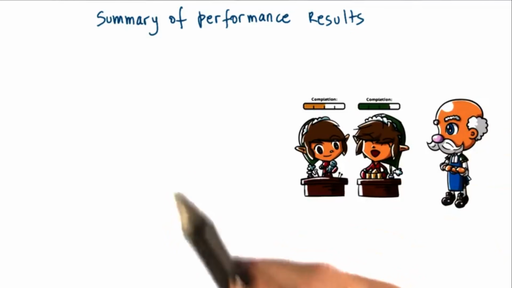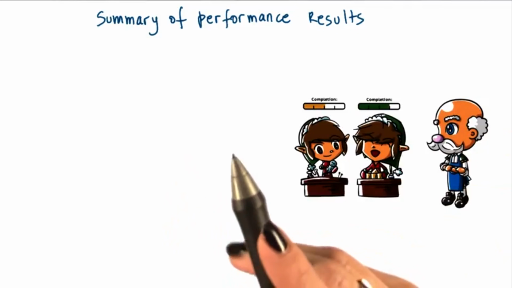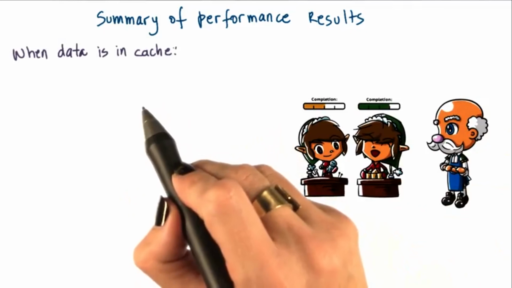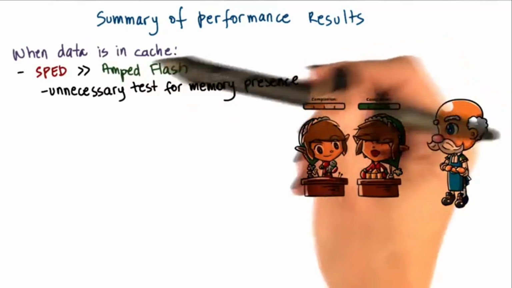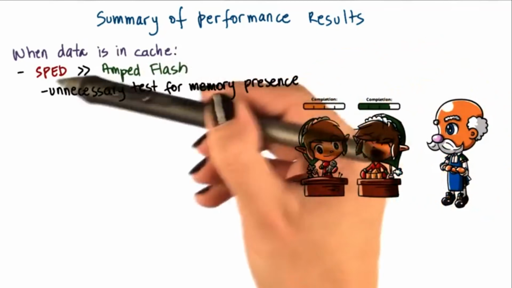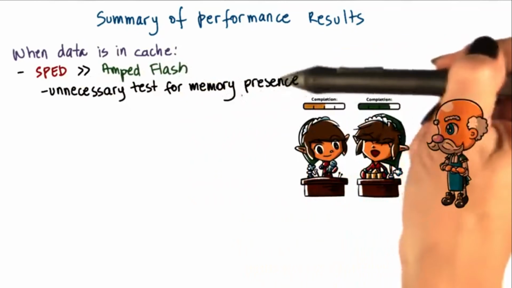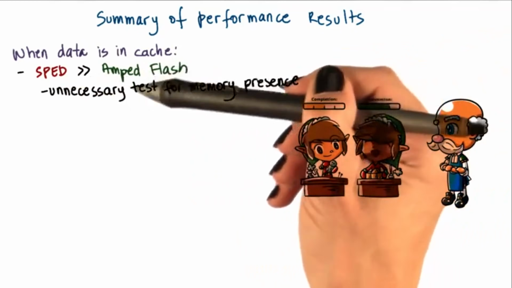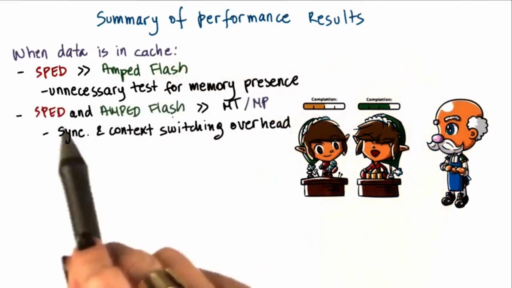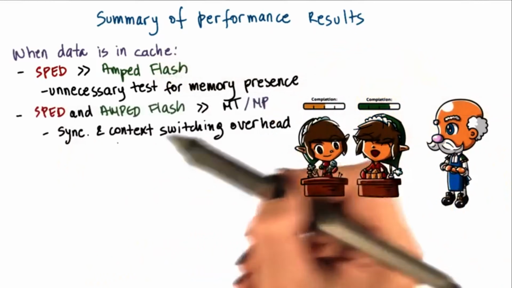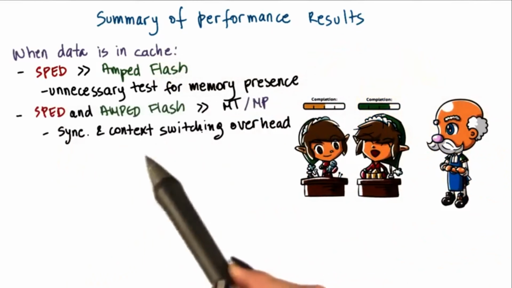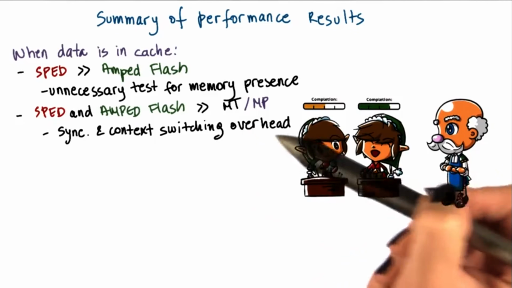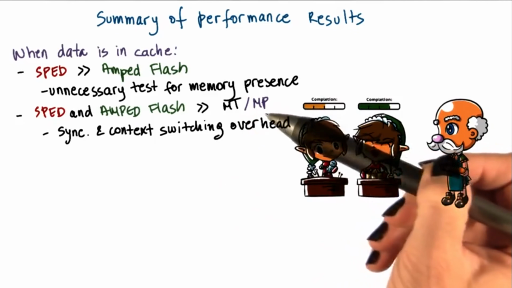To summarize, the performance results for Flash show the following. When the data is in cache, the basic SPED model performs much better than the AMPED Flash because it doesn't require the test for memory presence which was necessary in the AMPED Flash. Both SPED and the AMPED Flash are better than the multi-threaded or multi-process models because they don't incur any of the synchronization or context switching overheads that are necessary with these models.